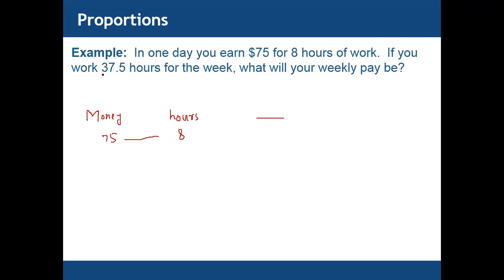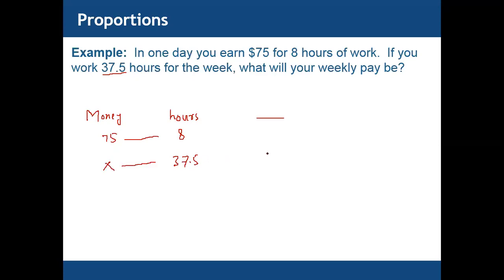So 75 for 8 hours. Now, if you work for 37.5, can you hear me, guys? Yes, sir. Okay, good. So 37.5 is hours, so write it down here, 37.5, and we have money x, we don't know.